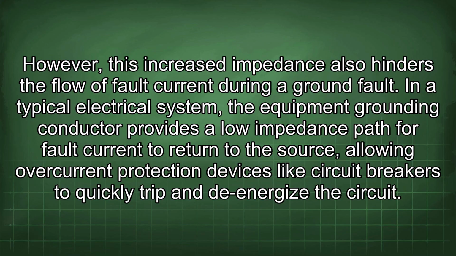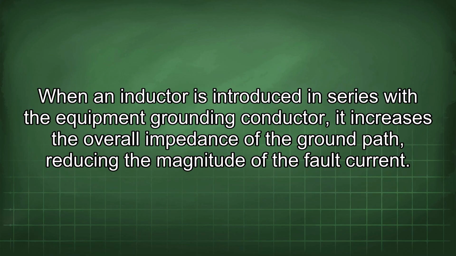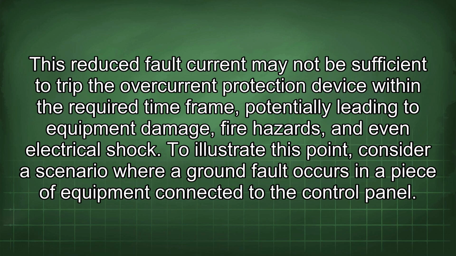In a typical electrical system, the equipment grounding conductor provides a low impedance path for fault current to return to the source, allowing overcurrent protection devices like circuit breakers to quickly trip and de-energize the circuit. When an inductor is introduced in series with the equipment grounding conductor, it increases the overall impedance of the ground path, reducing the magnitude of the fault current. This reduced fault current may not be sufficient to trip the overcurrent protection device within the required time frame, potentially leading to equipment damage, fire hazards, and even electrical shock.